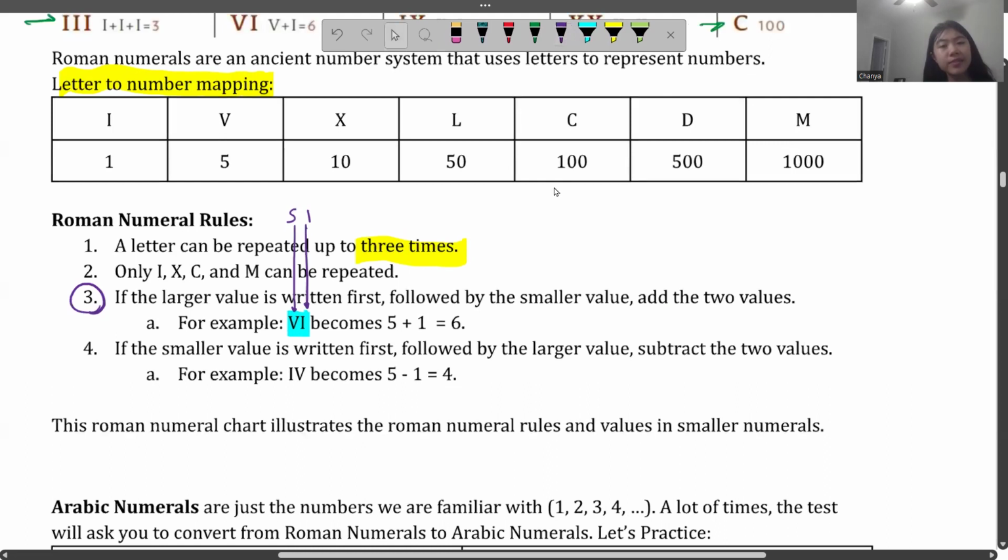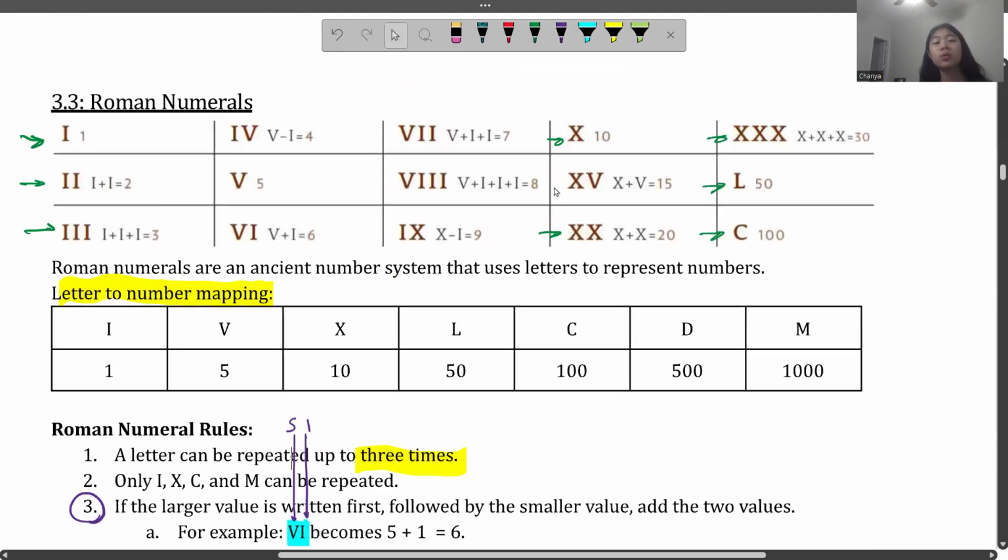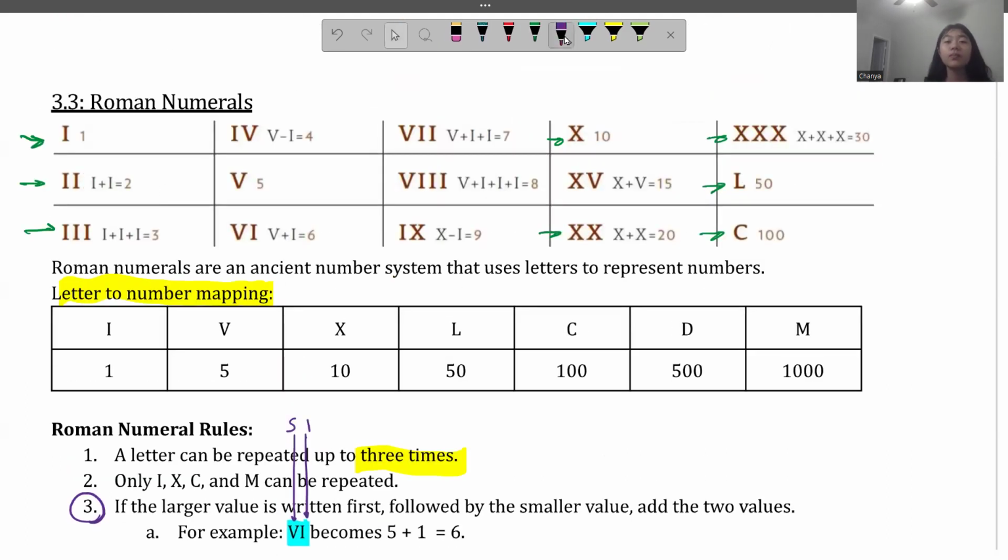And we can see this rule in effect with the number VI, the number 6, and also the number 7 and the number 8, right? In all of these cases, the value of 5 is written before any smaller values of 1. So therefore, you add them together.